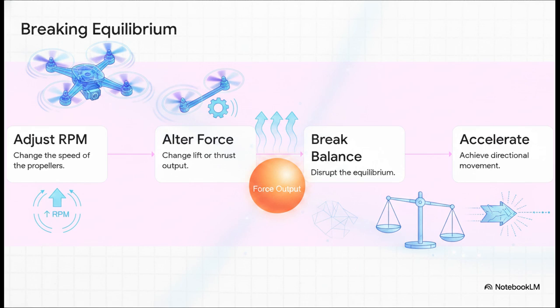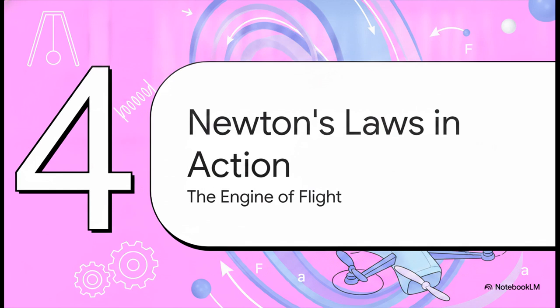Step 1, you adjust the RPM or the speed of the propellers. That singular action alters your force output, meaning it changes the amount of lift or thrust you're generating. Step 3, that change actively breaks our perfect equilibrium. And finally, Step 4, that imbalance gives you acceleration and directional movement. It's wild to think about, but simply changing the speed of those propellers is what manipulates the physics of the entire craft.